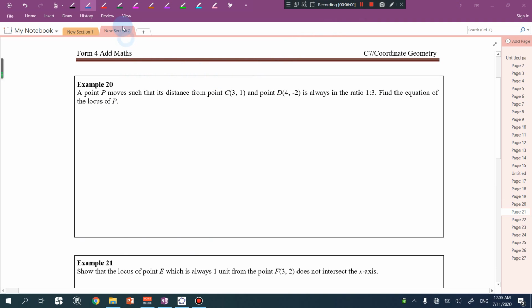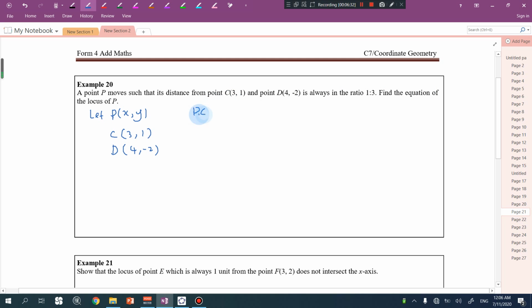Now let's try example 20. A point P, this is a moving point, so we let P be x, y. P moves such that its distance from point C, 3, 1, and point D, 4, -2, is always in the ratio of 1 is to 3. Find the equation of locus.